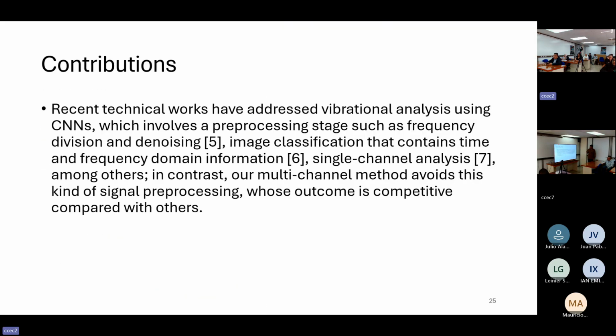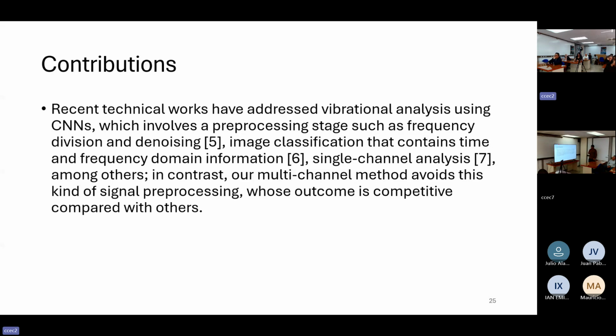And contributions. Recent technical works have addressed vibrational analysis using convolutional neural networks, which involves preprocessing stages such as frequency division and denoising, image classification that contains time and frequency domain information, single channel analysis, among others. In contrast, our multi-channel method avoids this kind of signal processing, whose outcome is competitive with others. It's the first time we report this kind of analysis. This analysis has never been reported previously, and this is our contribution.